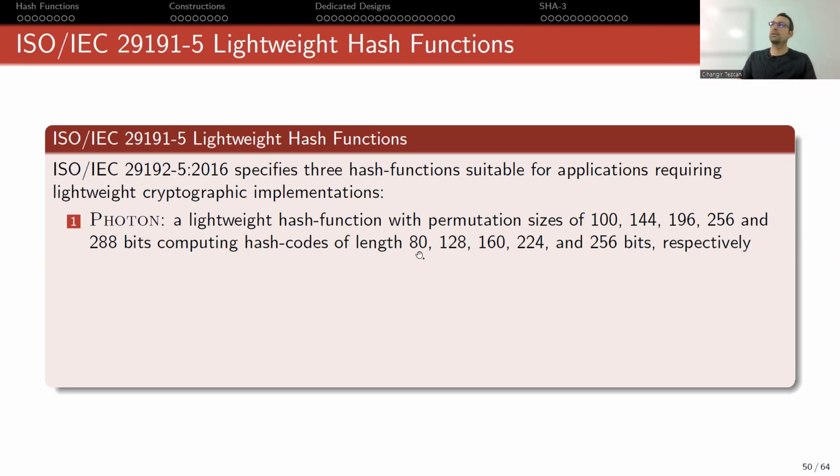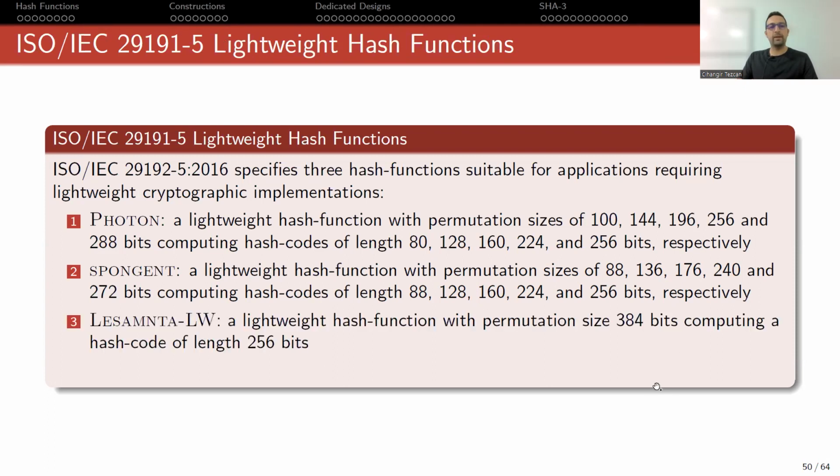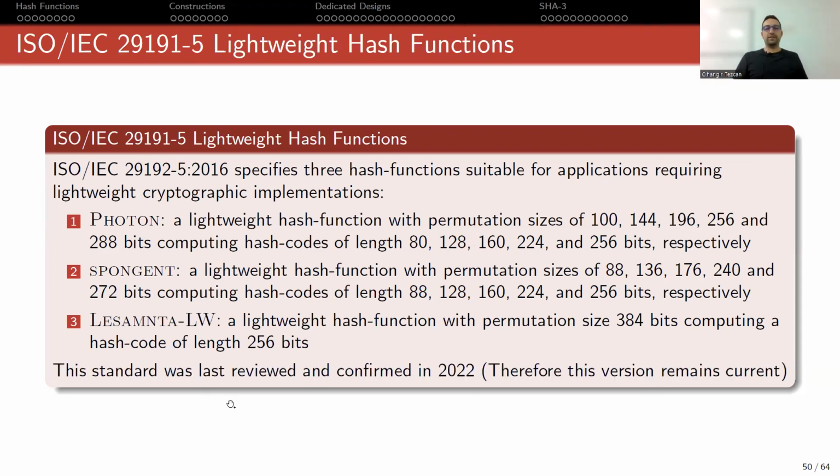Of course, 80 bits hash you shouldn't be using where you need collision resistance, right? Because due to birthday paradox, you can find a collision by performing 2 to the 40 operations. So you should use it when collision resistance is not necessary. There's another algorithm called SPONGENT. Again, it has different permutation sizes and hash output lengths like this. And finally, LESAMNTA, a lightweight hash function with permutation size of 384 bits, and the hash output is 256 bits, okay? Again, this standard was last reviewed and confirmed in 2022, so therefore these versions remain as the current version.